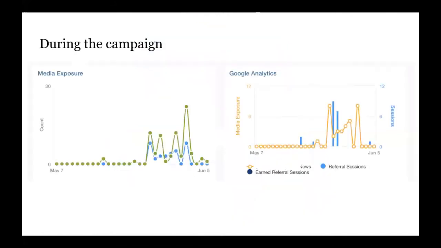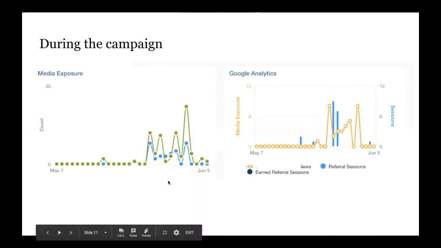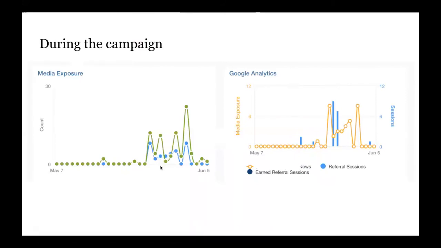Okay, so during your PR campaign, it's important to monitor and consistently measure your numbers. So you're tracking and seeing what's happening. So I wanted to include this. This is from our monitoring software, Meltwater. As you can see, let's talk about media exposure. Green is media exposure and blue is social chatter.